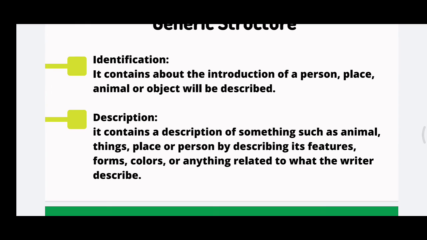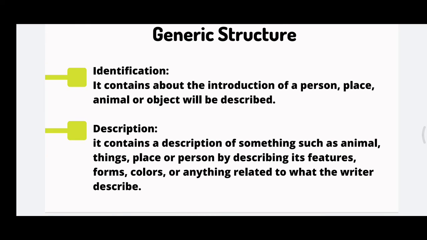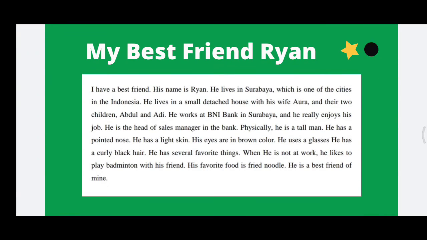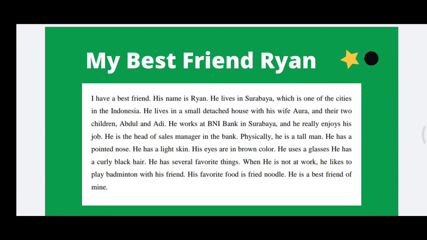And after that, we can move to the idea of description. So what is description actually? It contains a description of something such as animal, things, place, or person by describing its features, forms, colors, or anything related to what the writer described. So now we go back to the example of the text, My Best Friend Ryan.